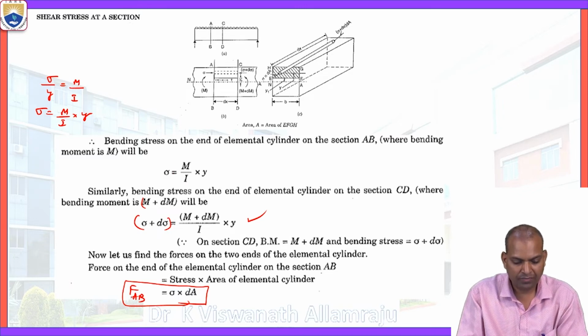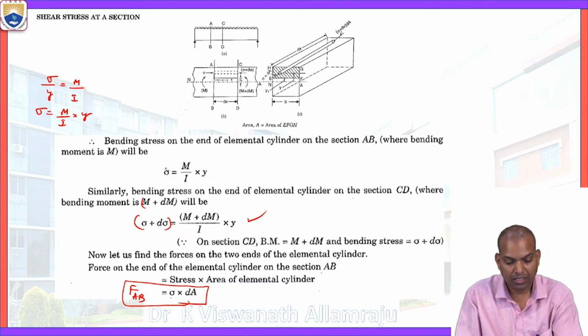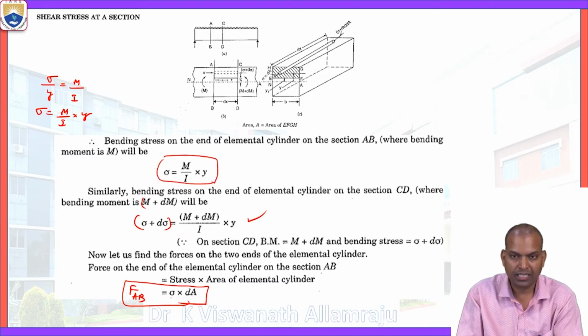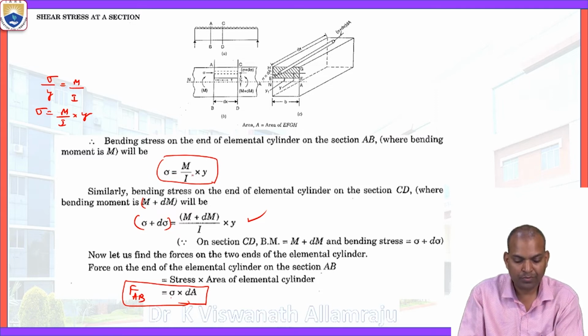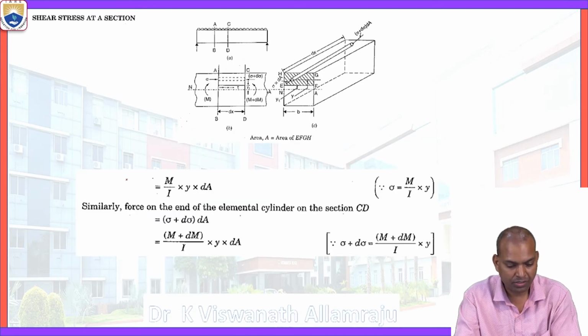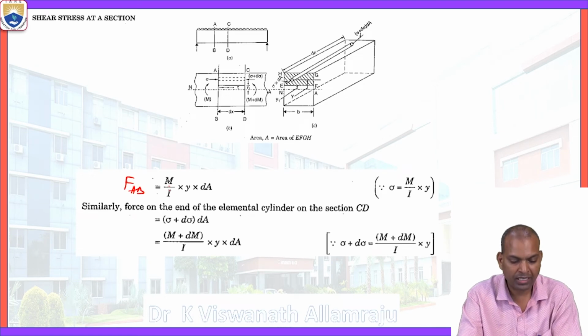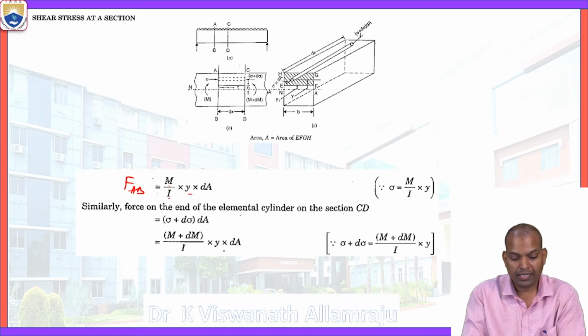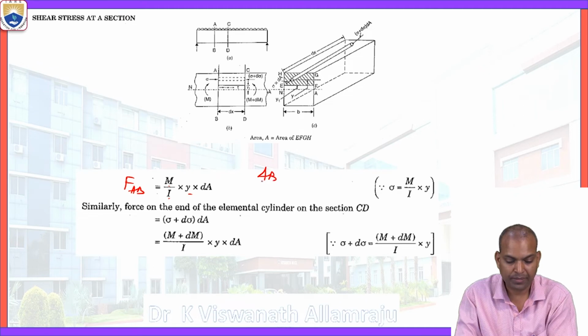Now what is the force? Sigma times dA. Substitute in the place of sigma the value from the equation, that is M by I times y. Then that is the force on AB: M by I times y dA. That is on section AB.